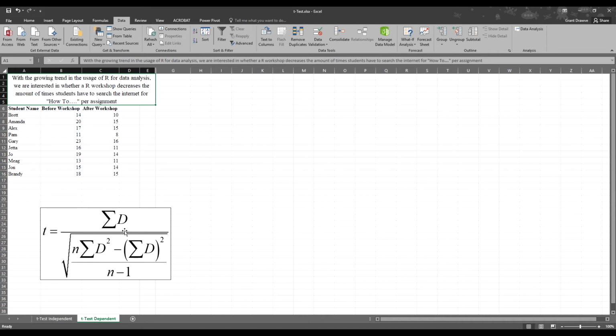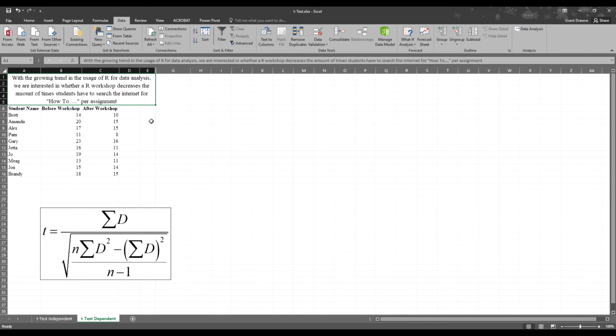The example here, we see that there's a growing trend in the usage of R for data analysis. We are interested in whether a R workshop decreases the amount of times students have to search the internet for how-to per assignment. So here we see a directionality, and we're assuming based on that then that there's going to be a decrease post-workshop in the number of times a student has to Google or search for how to blank in R per assignment. So that's what we want to test to see if there is a significant difference in the mean pre-post, before and after, with a paired sample t-test.